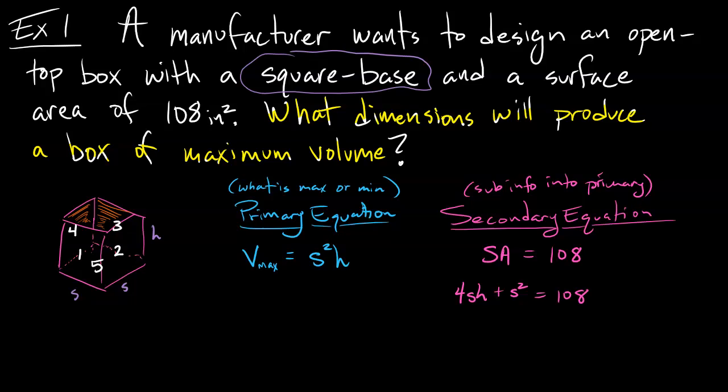I find the area of all the sides of the shape. So like the area of this side of the box is S by H. So that was side 1. Side 2 is also S by H. Side 3, S by H, S by H. So all 4 sides are S by H, so that's the 4SH. And then the bottom is S by S, so that's S squared.